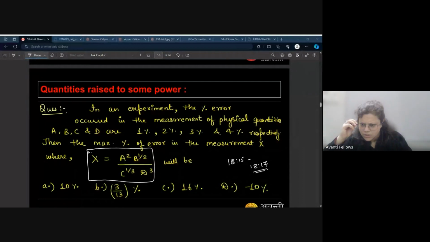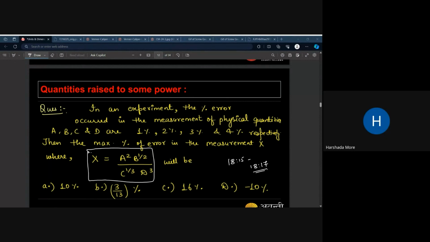And I got the doubt of Harshda also. Ma'am, in subtraction method, do we have to add the errors or subtract them? No, you always add the errors. In addition and subtraction, you just add them in the absolute form, like delta A plus delta B. When it comes to multiplication and division, you are supposed to add their relative errors, but you always add the error. There is no concept of subtraction. Is that fine? Yes, ma'am. Okay.